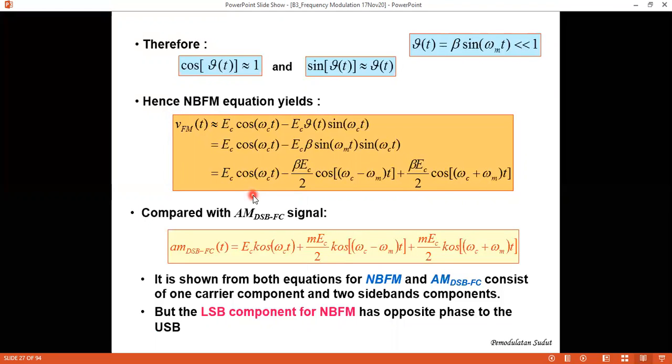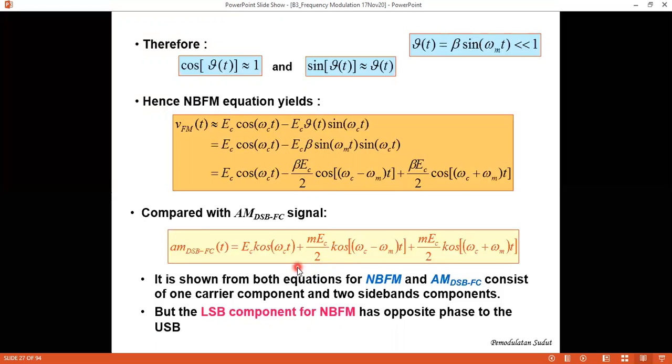And if you compare our narrowband FM equation with the full AM equation, you can notice some similarities. Okay, it has how many components? 3. Same: omega c, the lower sideband omega c minus omega m, and omega c plus omega m. So it has 1 carrier component and 2 sideband components. Okay, and the amplitude for sidebands is also similar. The modulation index here is beta Ec over 2, here with AM is m Ec over 2.